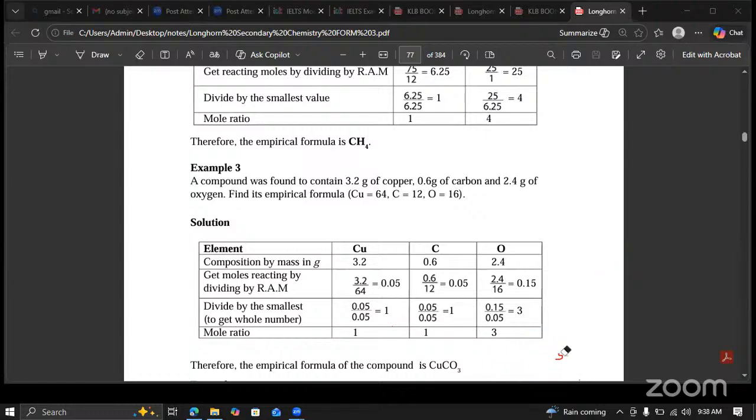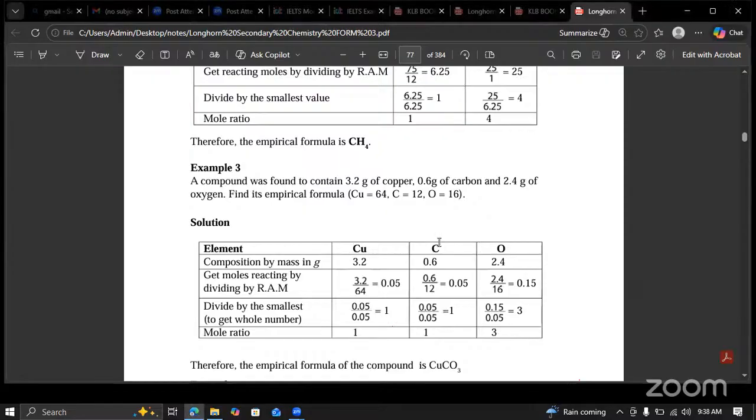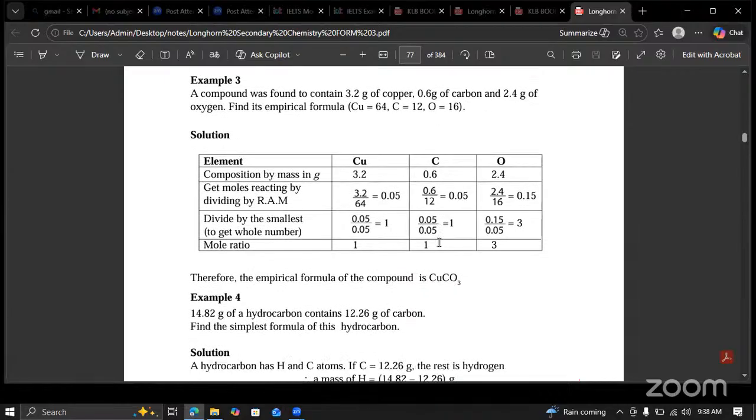Unless there's a query, there's a question I'm interested in. Before I want us to do that, we must do that question by all means. So we go, so it's 14.82 grams of a hydrocarbon. Find the simplest formula of this hydrocarbon. Can you try this one? I think you can try this one.